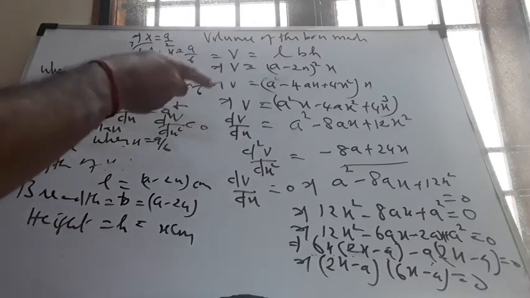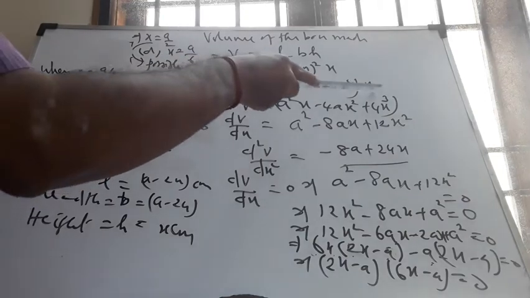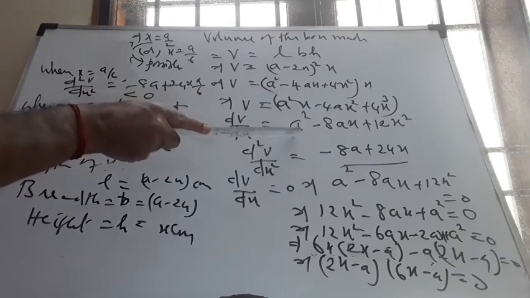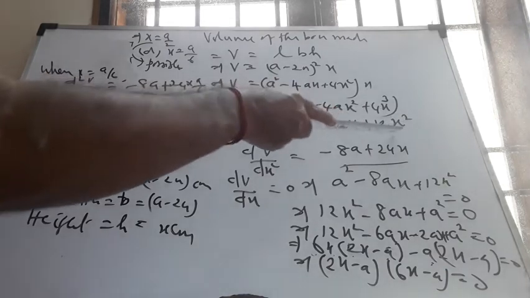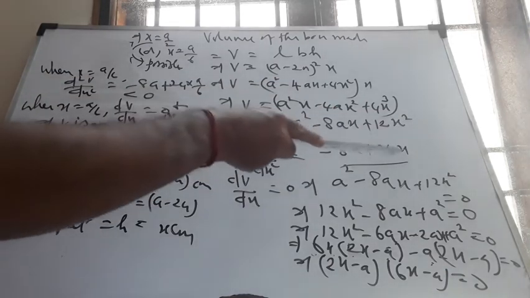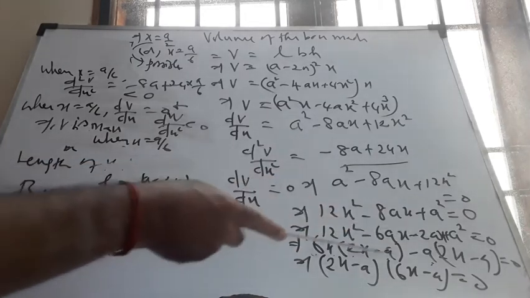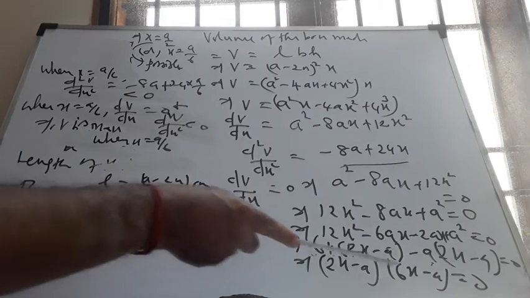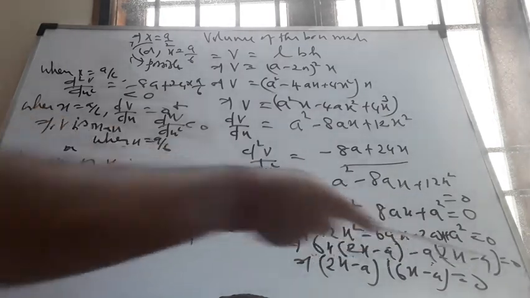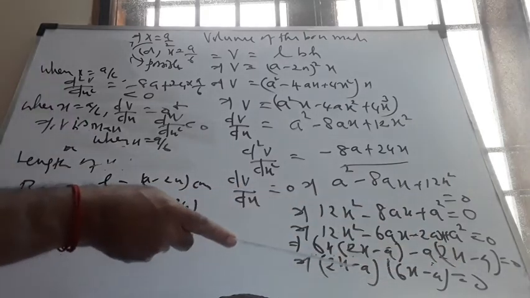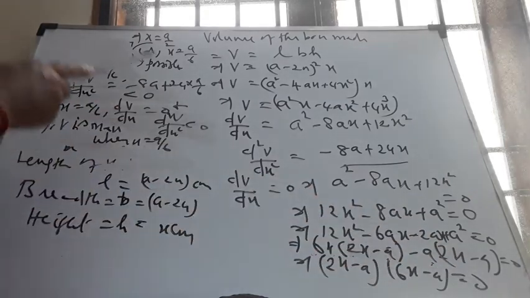Let me explain from here. a square minus 4ax plus 4x square into x gives a square x minus 4ax square plus 4x cube. First derivative is a square minus 8ax plus 12x square. Second derivative is minus 8a plus 24x. When first derivative is 0, I can split the middle term. Here I will take 6x as common: 6x into 2x minus a, minus a into 2x minus a is 0. So 2x minus a into 6x minus a is 0. Therefore, x becomes a by 2 or x becomes a by 6.